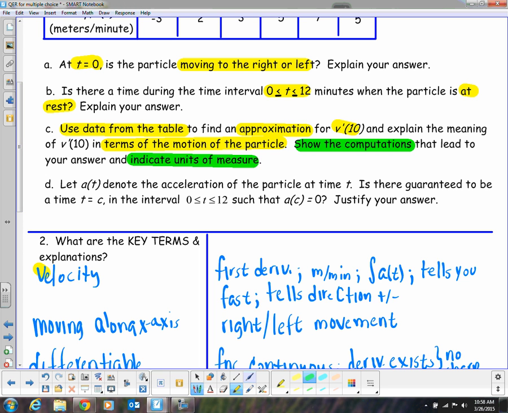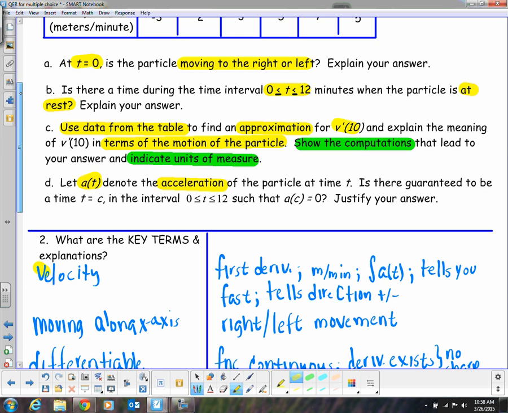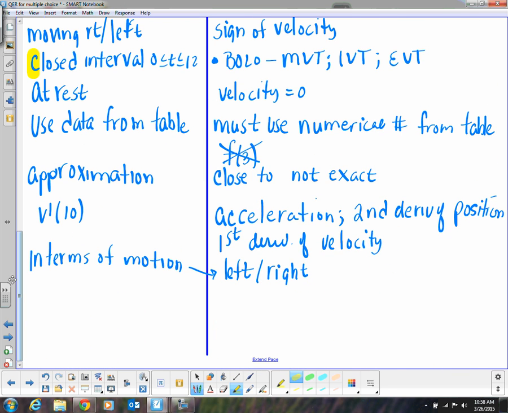All right, so now let's read on. This is a new one. Now what did they tell you? A of t, did they tell us what it is? They did. Well, we're going to go ahead and write this down. Now, what is acceleration? It's the derivative of velocity. What does it tell you?